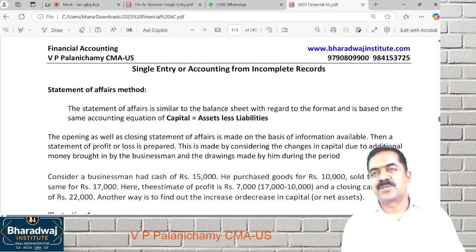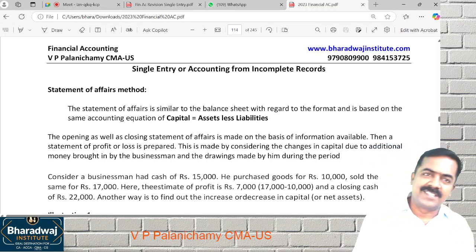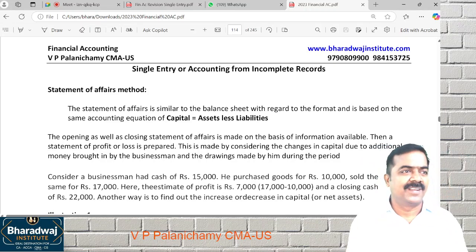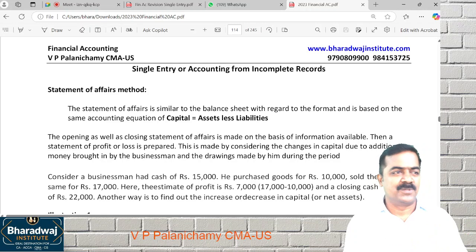Just to save the time of revision, I've given it with solution. Certain problems, we'll just see the solution. Certain problems, we'll work out the solutions. What is a single entry?